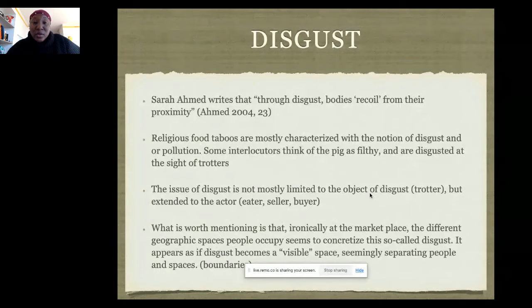Now I look at the third category, looking at the pig trotter as a disgustful ingredient. For a lot of people, the issue of disgust extends even beyond the trotter, seeing the trotter being displayed at the market. The eater of the trotter, the seller of the trotter, and the buyer of the trotter is in fact disgustful. So you don't have to eat it or buy it or display it. Once you ate it or you are standing where it's sold, for a lot of market players, disgust travels with you, and that is how one extends this whole discourse of disgust.